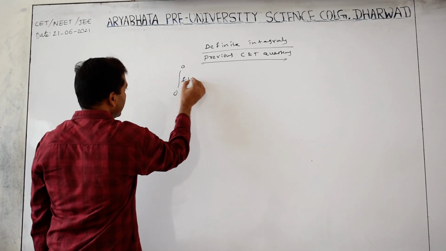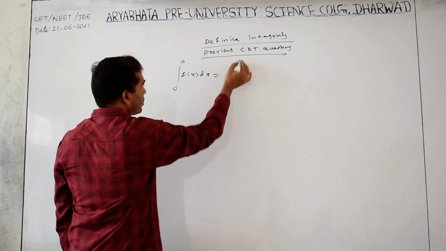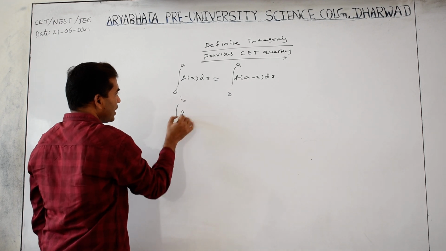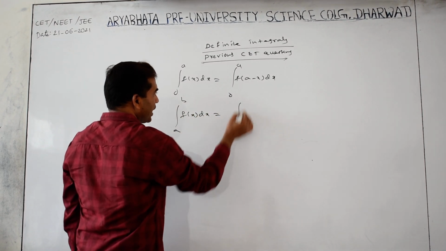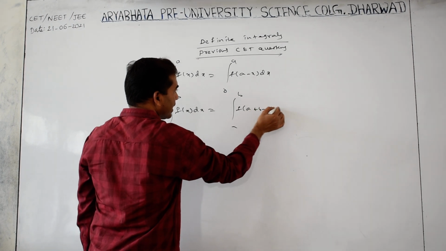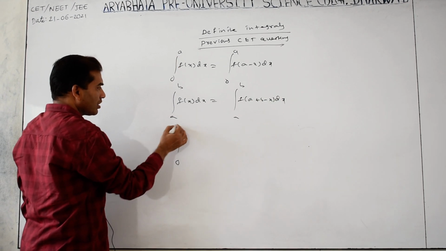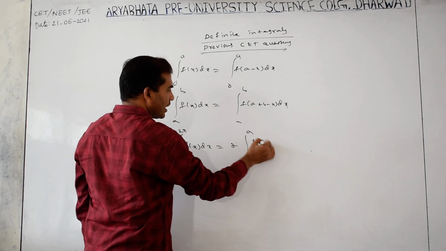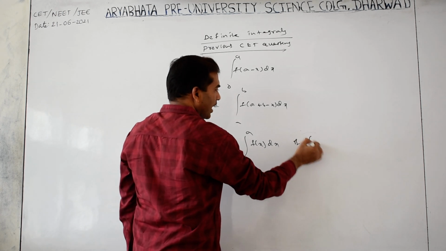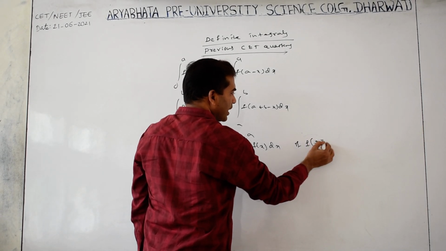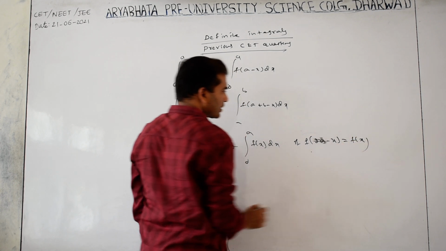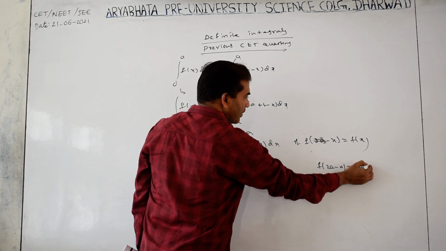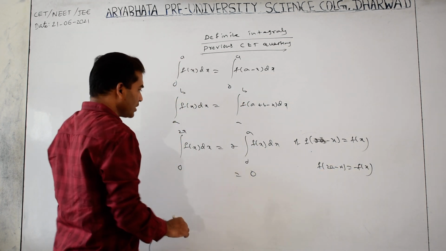Integration of 0 to a f of x dx equals integration of 0 to a f of a minus x dx. Integration of a to b f of x dx equals integration of a to b f of a plus b minus x dx. Integration of 0 to 2a f of x dx equals 2 into integration of 0 to a f of x dx, if f of 2a minus x equals f of x. If f of 2a minus x equals minus f of x, then this value becomes 0.